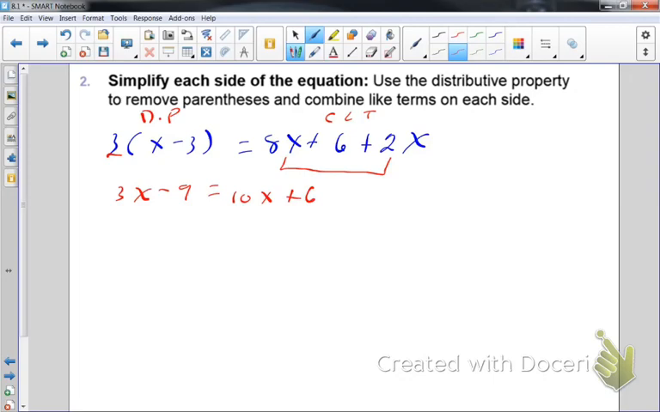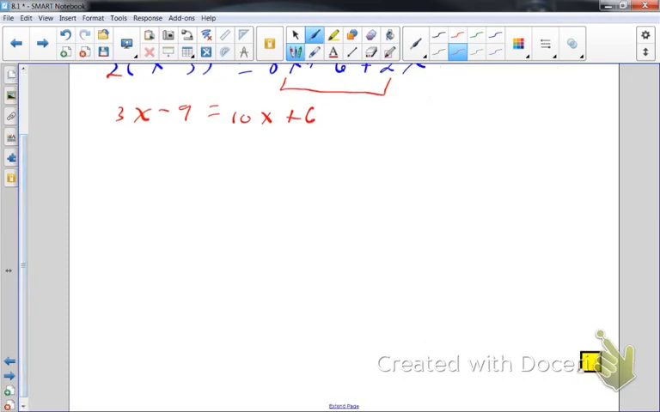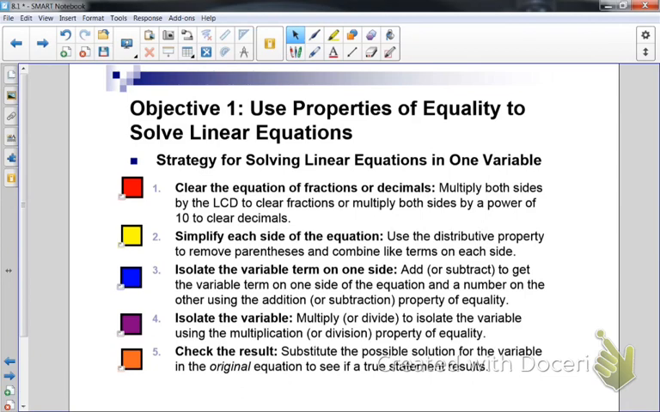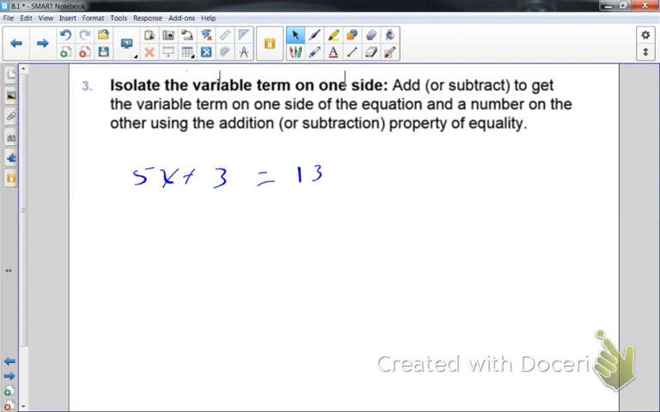Now what you've done is simplify both sides, and now you can start moving things around, which will make it easier for us to isolate the variable x. Let's look at number 3. It says isolate the variable terms on one side. What that means is basically go ahead and put all the variables to one side and all the numbers to the other side to make it easier. So isolate, right? Get it by itself. That's what it's asking you to do.